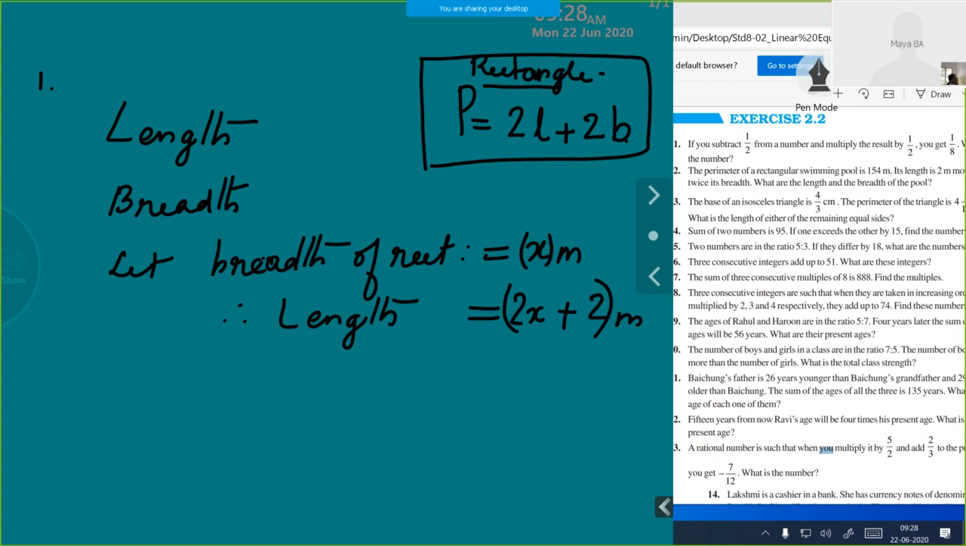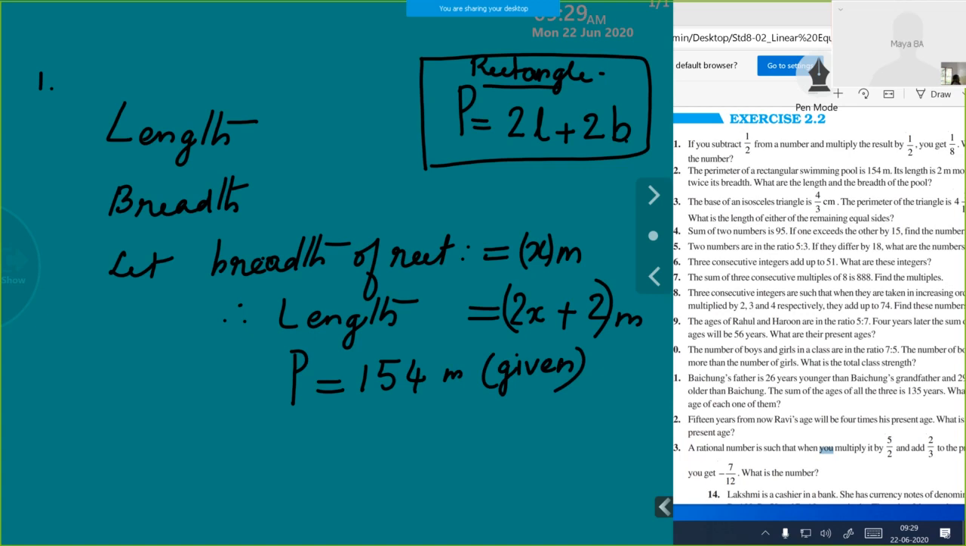I repeat it, okay? I assume breadth as x meter. Length relation is given. Length is 2 meter more than twice its breadth. More should be replaced by addition, so I put plus. Twice of breadth, twice means multiply the breadth by 2. So 2x plus 2. Now go to the next condition given, the perimeter. You need to form a linear equation. The perimeter of the rectangle is 154, so P is equal to 154 meter.